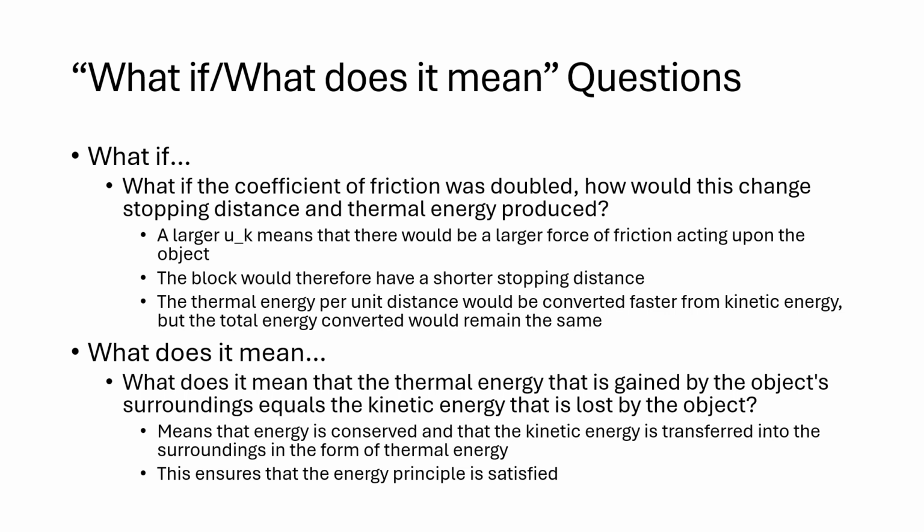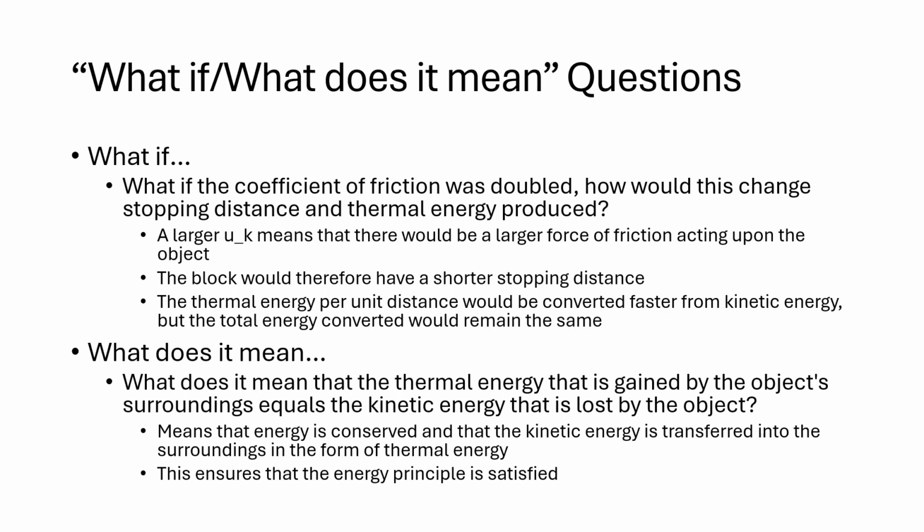For the what if and what does it mean questions, the what if question I created was, what if the coefficient of friction was doubled? How would this change stopping distance and thermal energy produced? So the larger coefficient of friction means that there would be a larger force of friction acting upon the object, and the block would therefore have a shorter stopping distance. And then also the thermal energy per unit distance would be converted faster from kinetic energy, but the total energy converted would still remain the same.